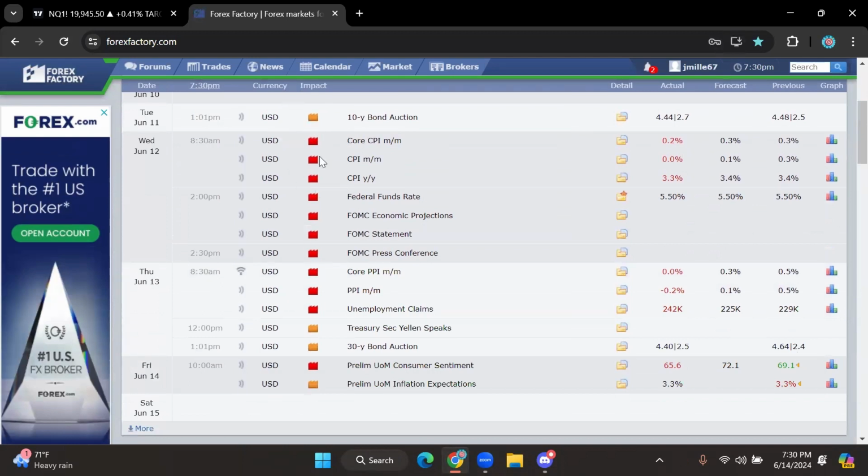Now, if we take a look at Forex Factory, this week we had the red folders and the orange folders, high impact, medium impact news. That's what I look at. I don't pay attention to the low impact news.